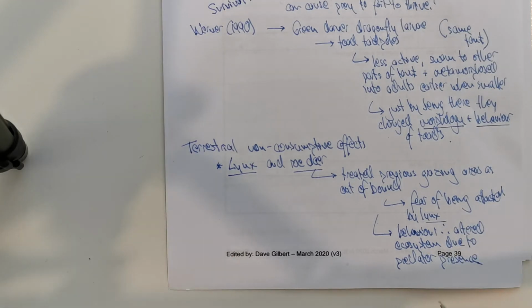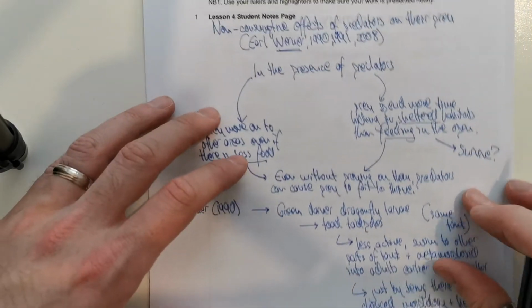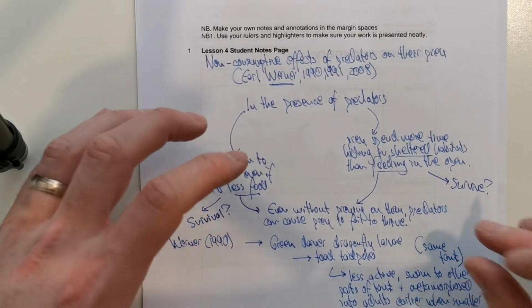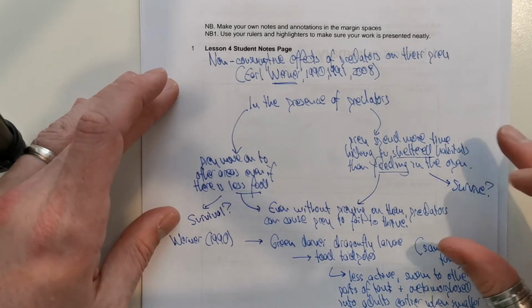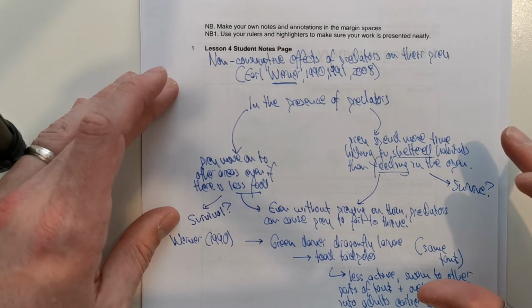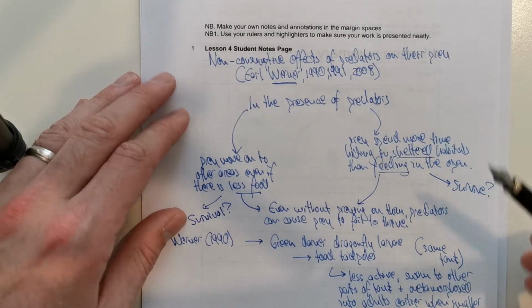So some A-level knowledge there, just to give you this idea that predators also affect the population of prey just by being there, not even eating them. So I'll just run that through, and if you want to, you can pause it and even make your own notes. So this is the first point: non-consumptive effects of predators on their prey.